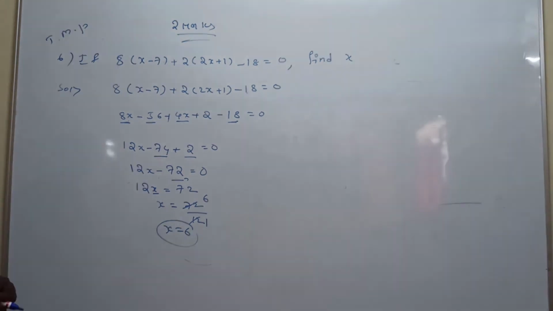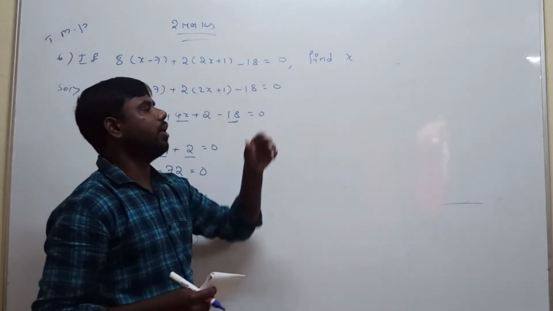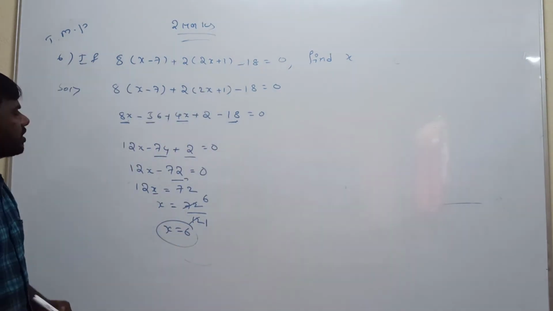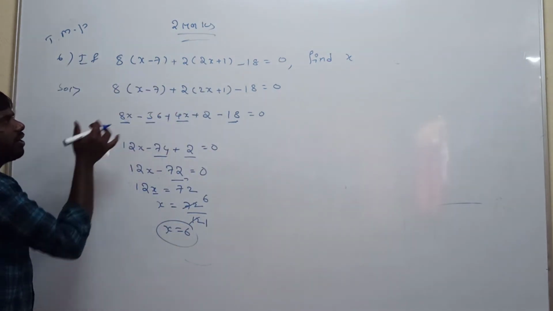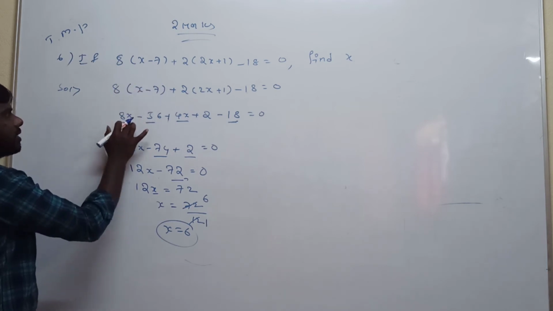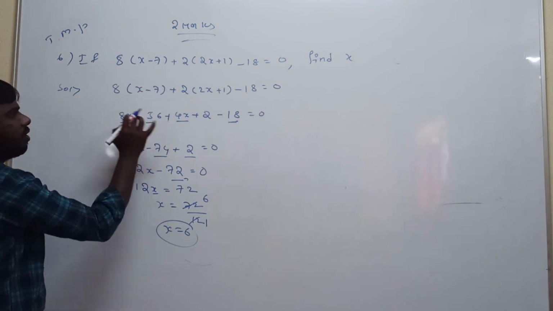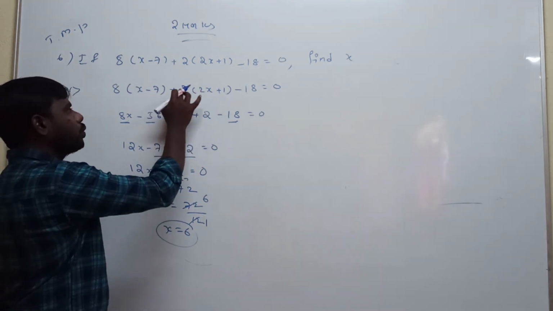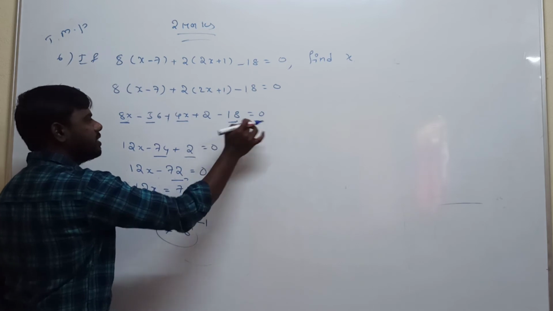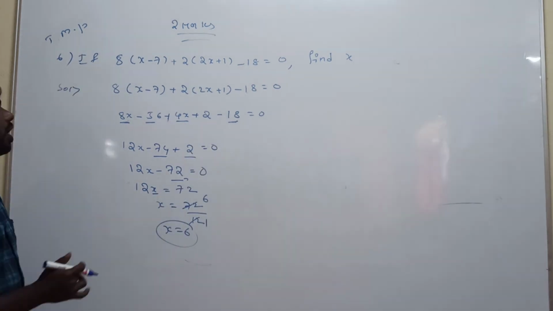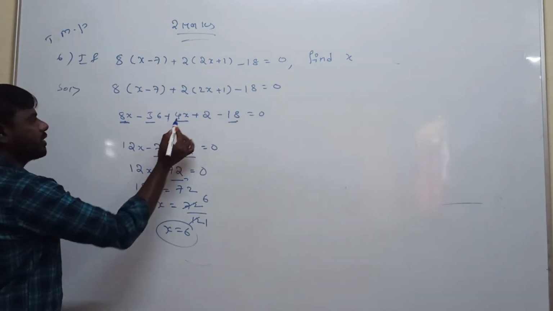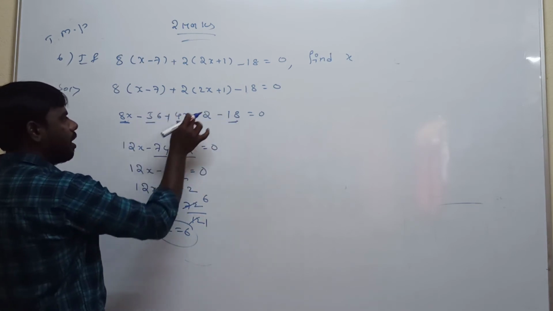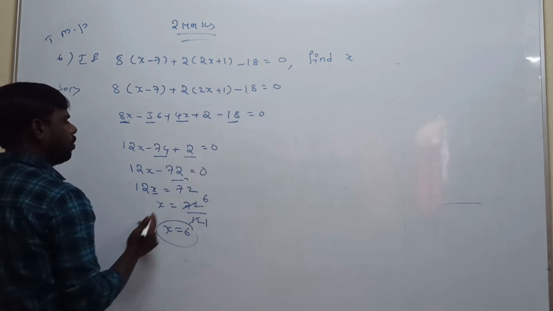Everyone understood? To find the value of x, we write the given equation as it is. First, simplify: 8 into x is 8x, minus 8 into 7 is 56. Next, plus 2 into 2x is plus 4x, plus 2 into 1 is plus 2, minus 18 as it is. Now adding the variable x, plus 8x plus 4x is plus 12x. Minus 56 and minus 18 is minus 74, plus 2, equal to 0.